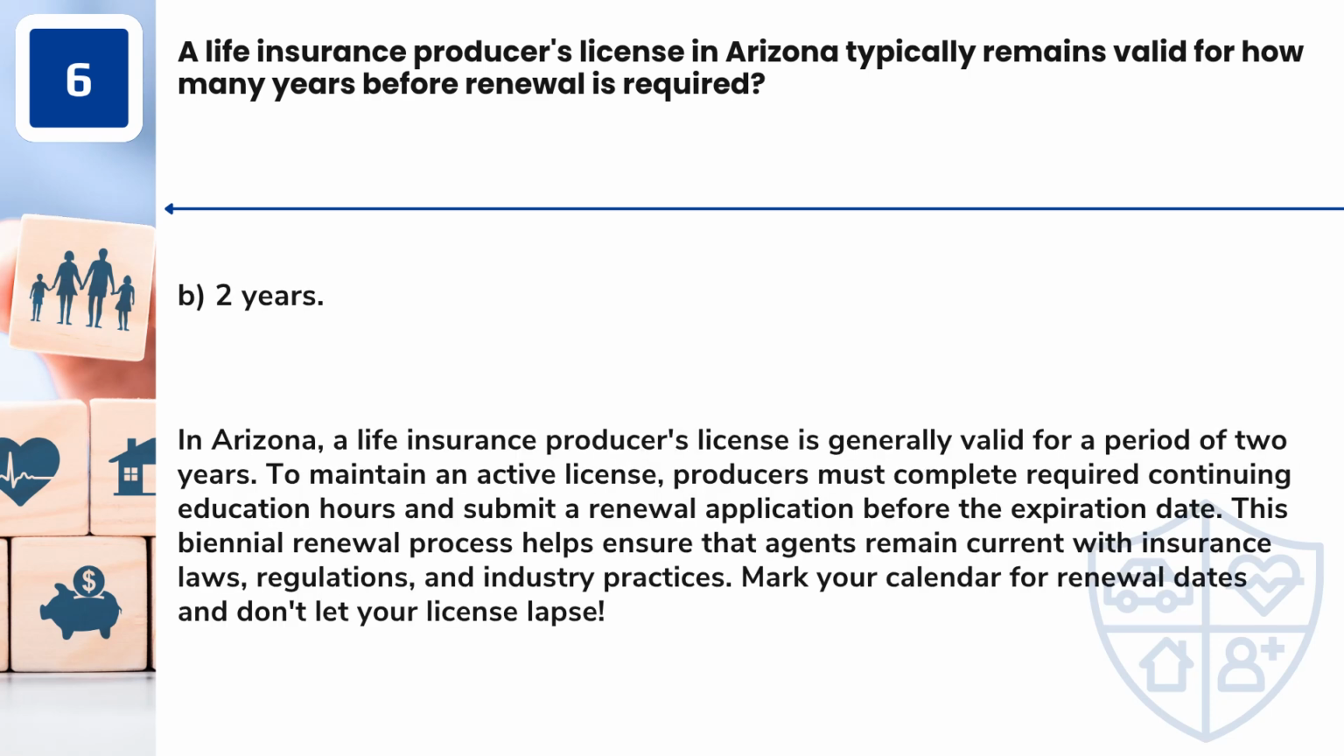Answer: B. 2 years. In Arizona, a life insurance producer's license is generally valid for a period of 2 years. To maintain an active license, producers must complete required continuing education hours and submit a renewal application before the expiration date. This biennial renewal process helps ensure that agents remain current with insurance laws, regulations, and industry practices. Mark your calendar for renewal dates and don't let your license lapse.